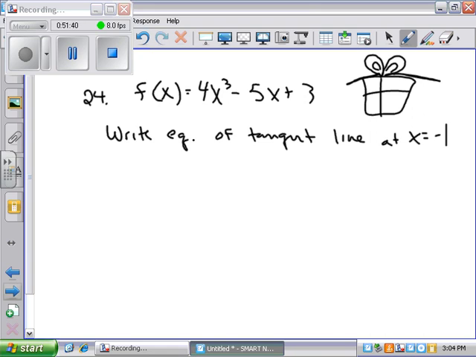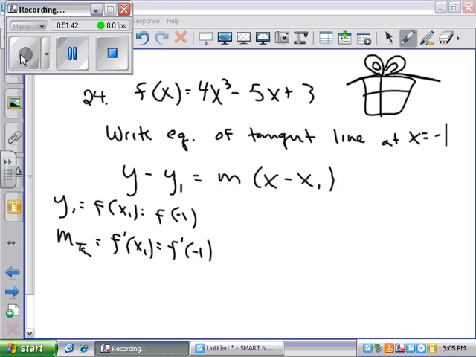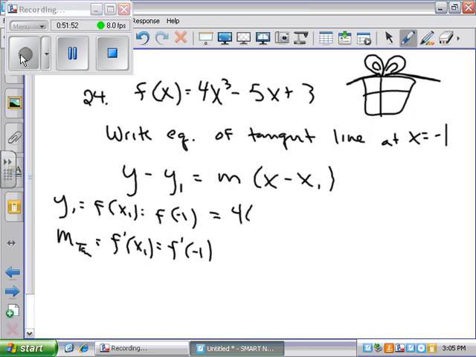I'll give you a second to do it. All right, write an equation of a tangent line. We use the point-slope formula. To get y1, you have to plug your x1 into the function. So when you plug -1 into the function, we have -4 plus 5 plus 3. What's that, kids? -4 plus 5 plus 3. 4. To get the slope of your tangent line, you have to plug the x1, the -1, into the derivative.